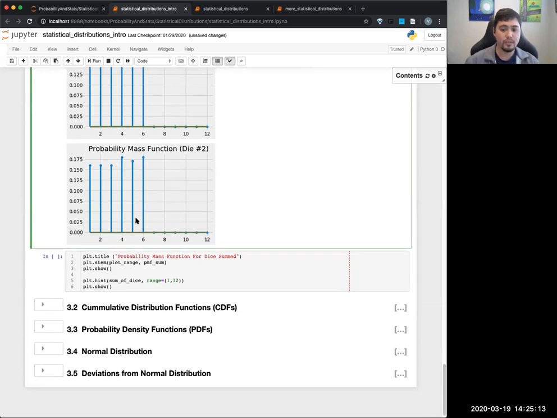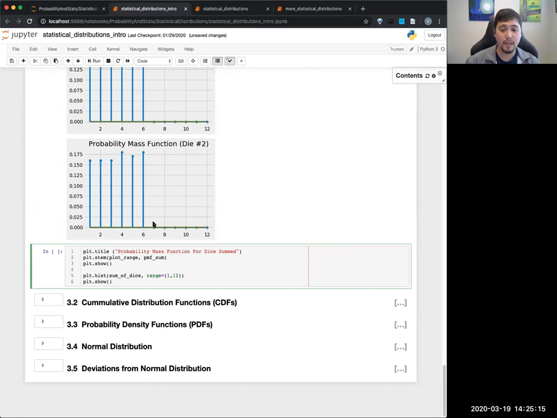Okay, so now if I run this one, like we expected, 6, 7 and 8 are going to be a lot more common than 12 and 2 for two dice.